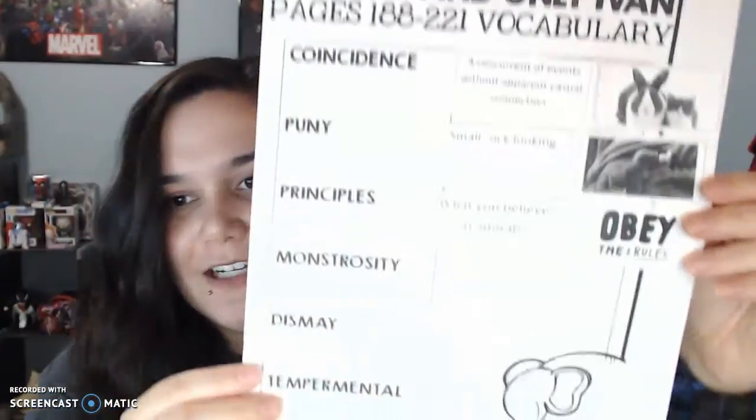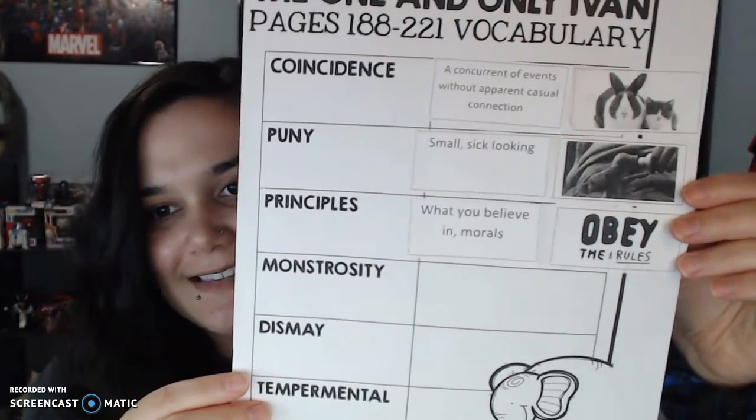Let's pick the picture that says obey the rules, because people who have good morals or good principles always obey the rules. Do you have a set of principles that you abide by? All right, your paper should look just like this.